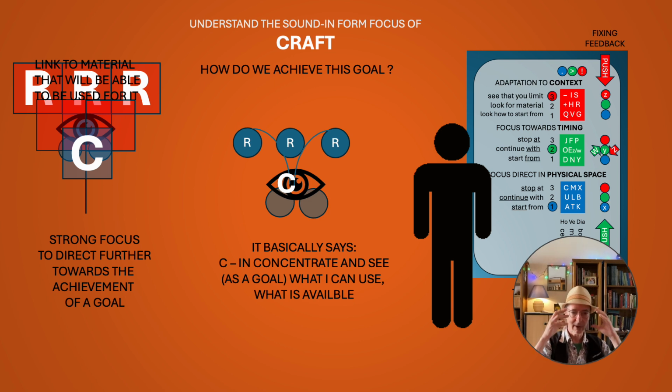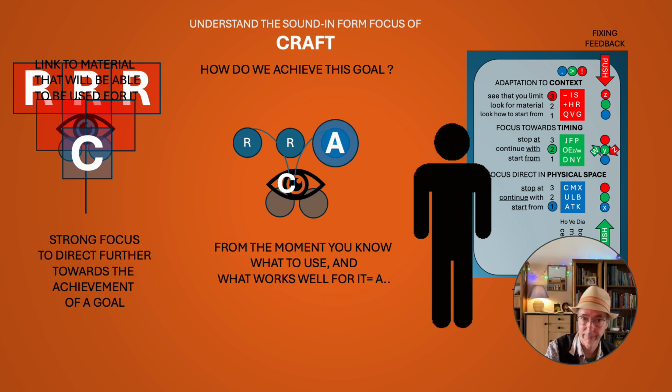It basically says I concentrate my eye, and I see as a goal what I can use and what is also available. This leads to A, or this will lead to the material, what is useful, and what will work, what will be noticed, all these kind of things as A, and what the A also describes what I can do with it, and what I can see, what I notice, what I think is practical, all these kind of things that fit to A.